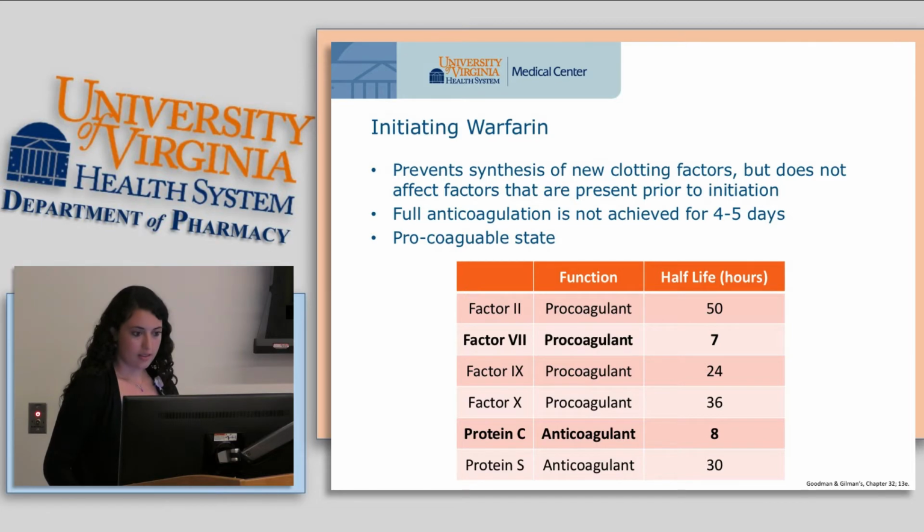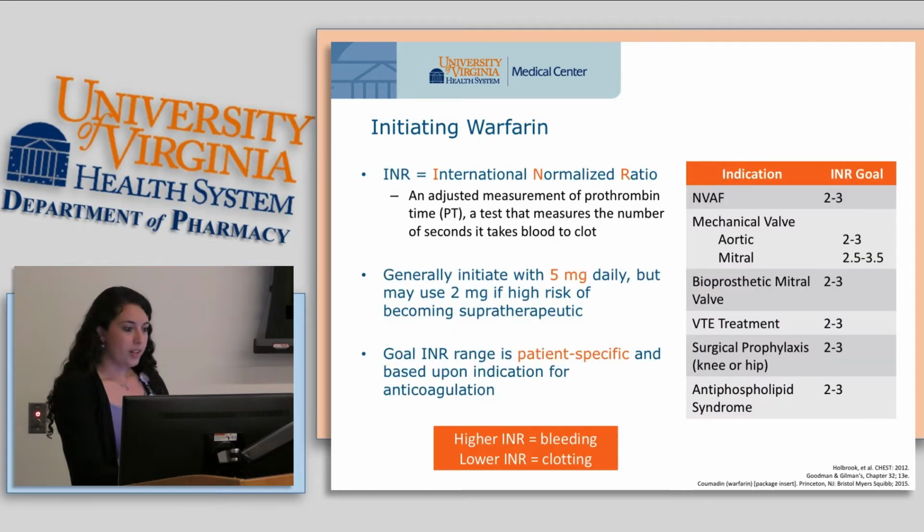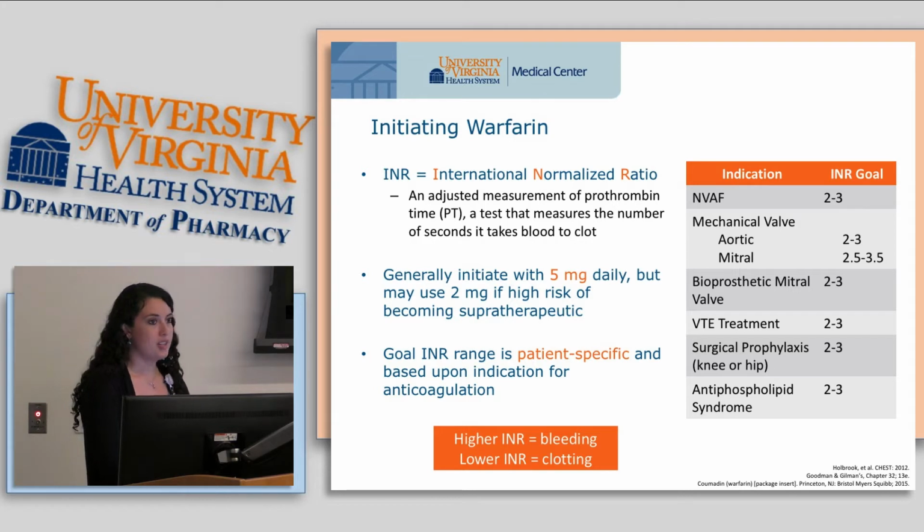So before I talk about bridging, it's important to understand what the INR is actually measuring. So this is the international normalized ratio, and it's actually looking at PT, or the prothrombin time, but this is a standardized version of it. So depending on the institution you're at, there's multiple different reagents that can be used to measure the PT, and so the number could come out a little bit different depending on the laboratory you're using.